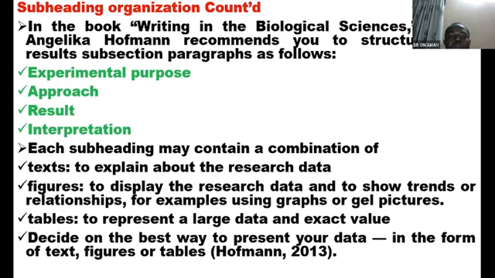Each subheading may contain a combination of text to explain the research data. However, we use figures to display the research data and to show trends or relationships, for example, using graphs or gel pictures. So even when it's just a laboratory work, I wonder why somebody should write a full manuscript without any figure at all, without any graph at all. Because I told us the last time, every study is about the relationship of one thing to the other. And so you should be able to put your results in the form of figures and in the form of tables. And remember that figures are labeled beneath the figure.